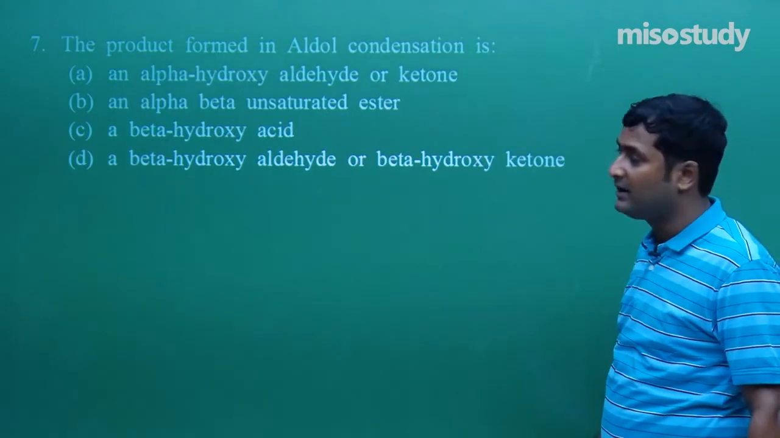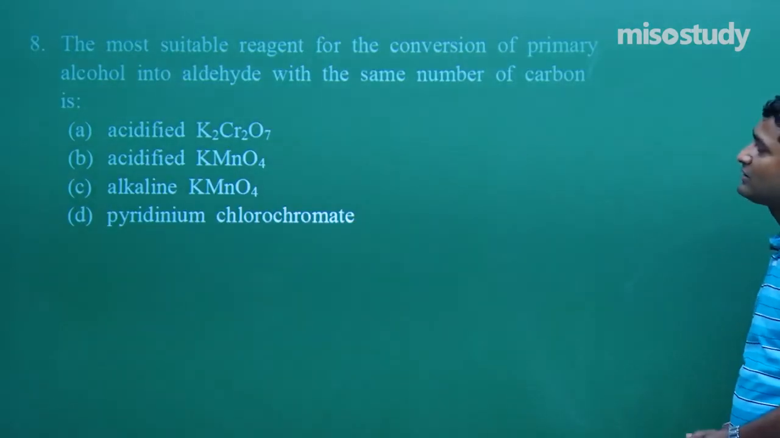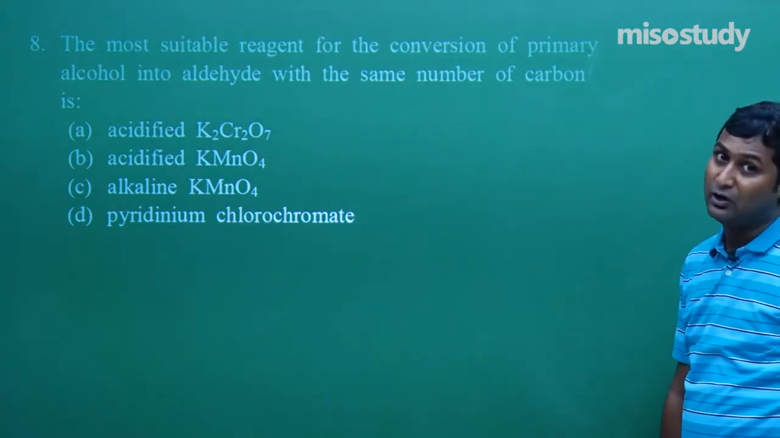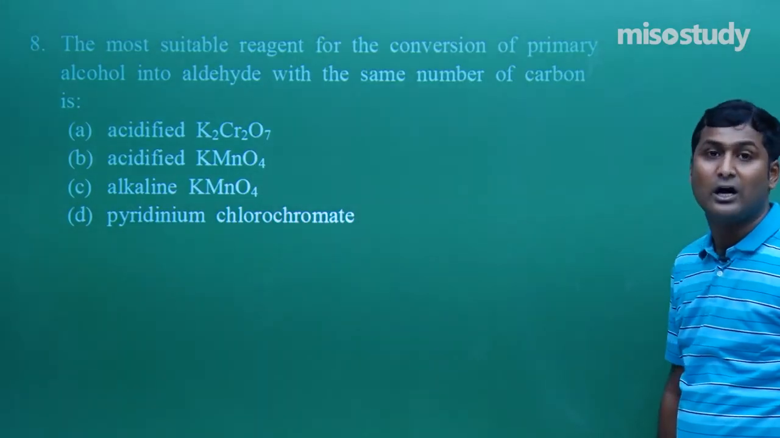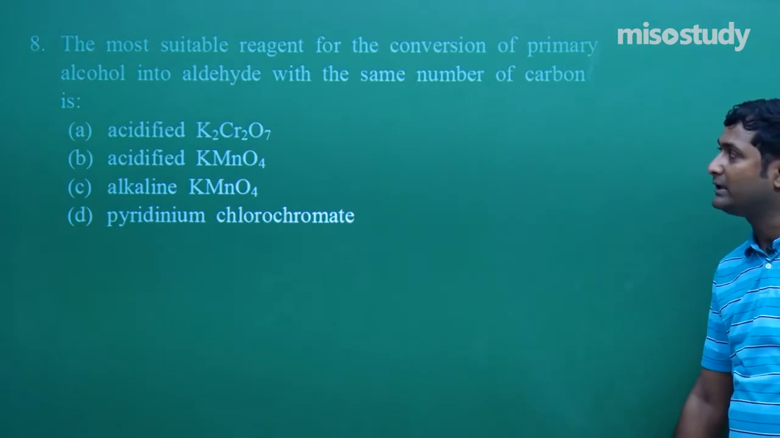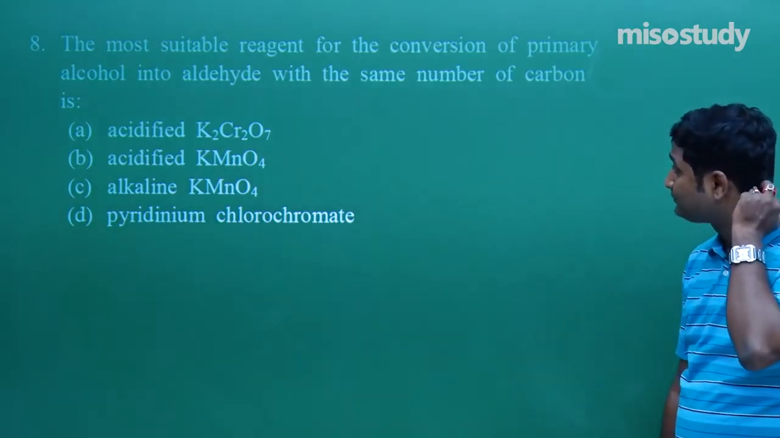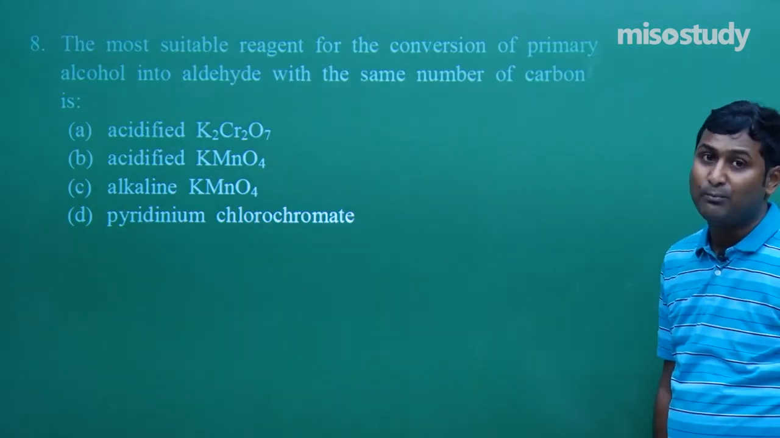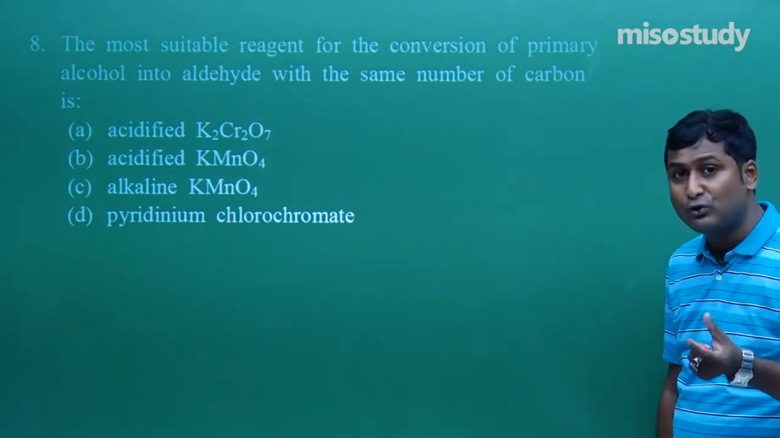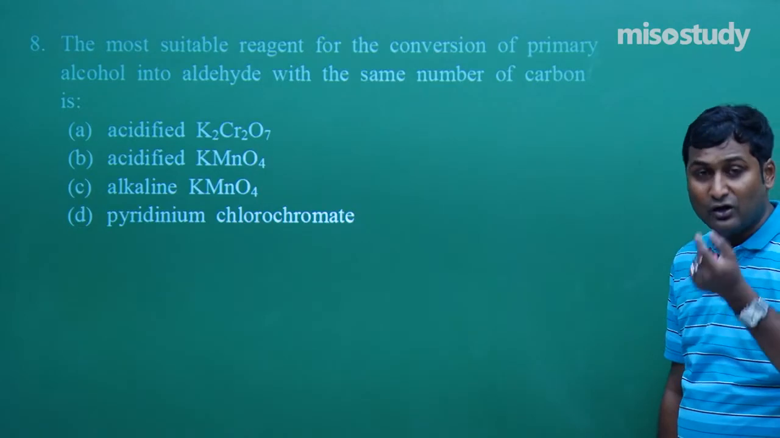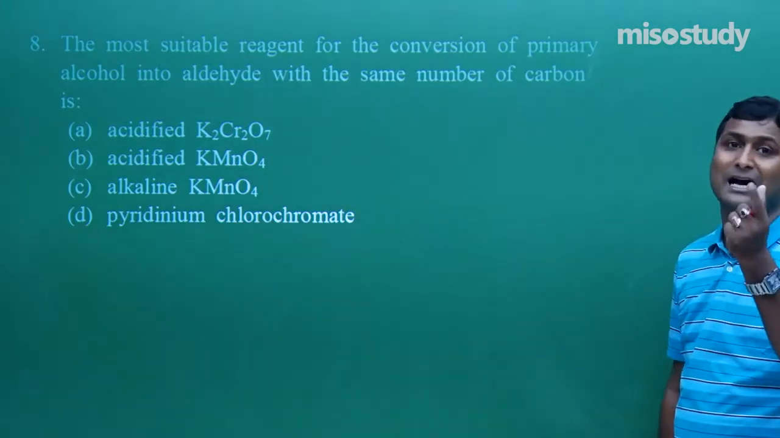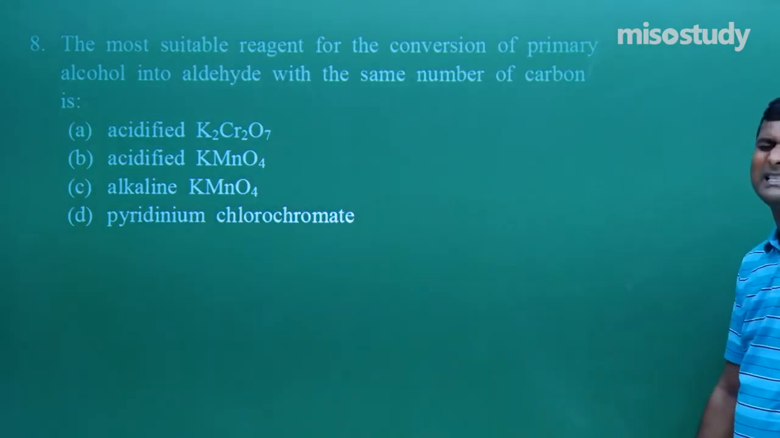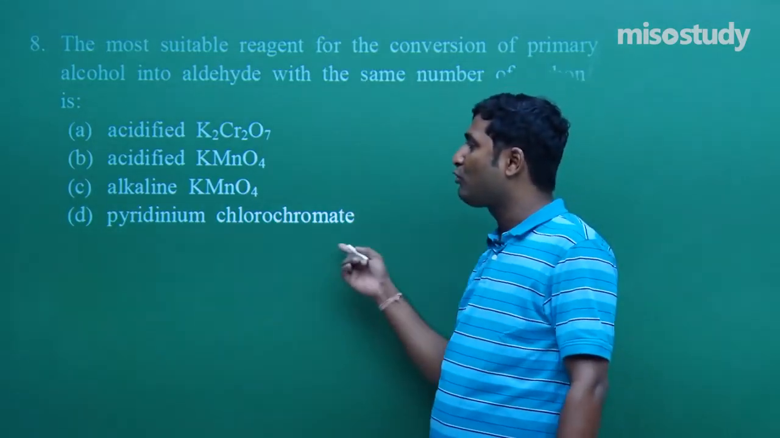Now question number 8. The most suitable reagent for the conversion of primary alcohol into aldehyde. As we know, this is very simple. Primary alcohol gives you aldehyde, secondary alcohol gives you ketone. One more thing: the oxidation of primary alcohol into aldehyde should be limited, otherwise the main product will be carboxylic acid. So we have to use the perfect reagent so that we get the aldehyde as the main product. In this case, the suitable reagent is PCC. Do you remember? Pyridinium chlorochromate.